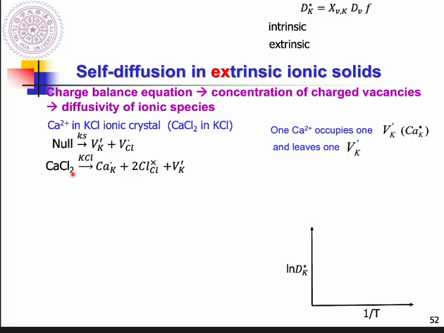Due to what? Because you have 2 chlorides, right? So usually 2 chloride vacancies can allow you to accommodate 2 chlorides. That means you also need 2 potassium vacancies, because they always come in pairs, right? So one is occupied by calcium, and the other leaves 1 vacancy at the potassium site.